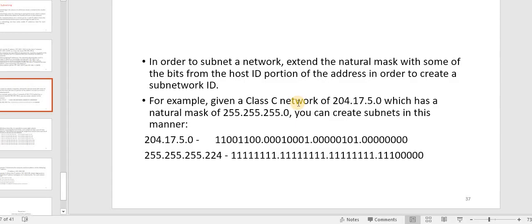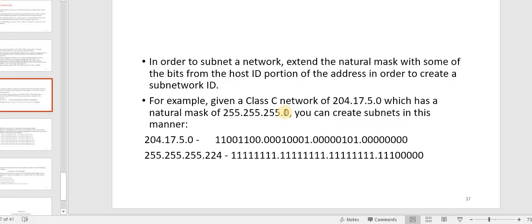So as we have seen in the last video, in part 1, a class C network ranges from 192 to 223 in this first octet. So this number 204 falls in the range 192 to 223, which is class C. Alright, that's how we can tell whether this is class C, class A, or class B network. So as you can see, this IP address has 24 bits to identify networks and 8 bits to identify hosts.